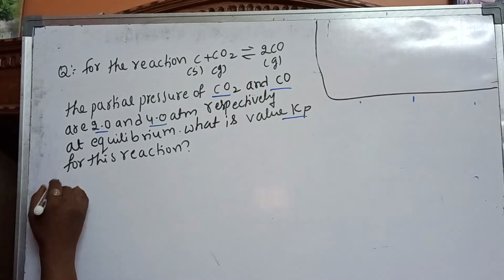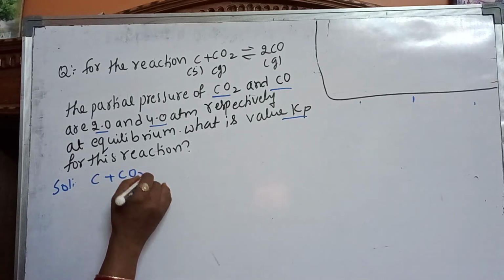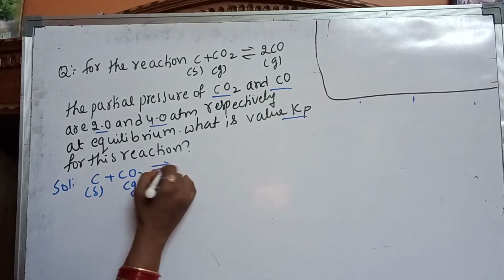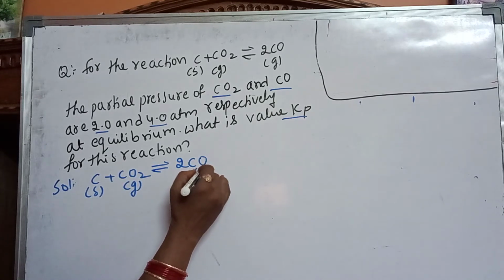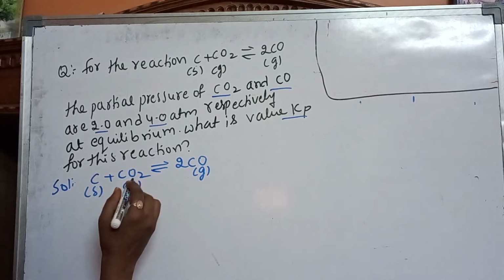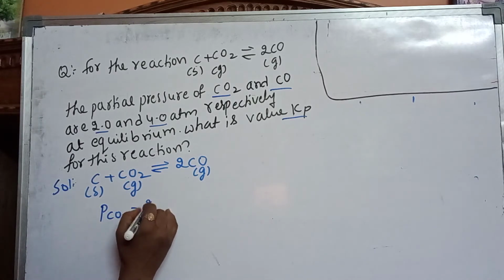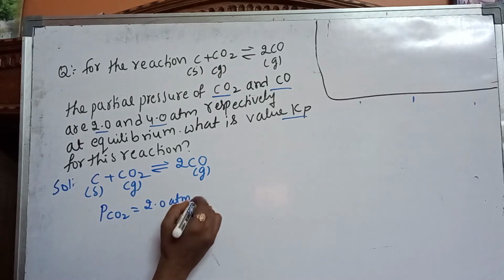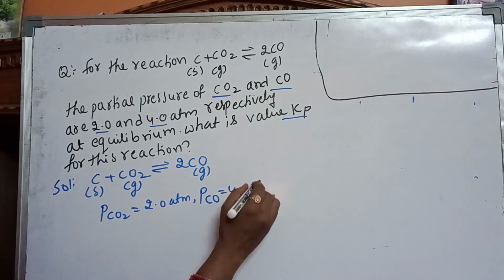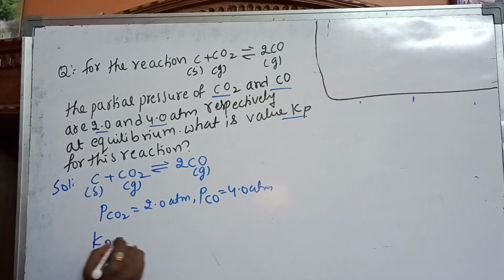So generally in this kind of problem, first of all, write the equation: C plus CO2. C is present in which state? Solid state. CO2 is present in gaseous state. Then 2 moles of CO are present in which state? Gaseous state. For this reaction, what is given? The partial pressure of CO2 is 2.0 atmosphere, and the partial pressure of carbon monoxide is 4.0 atmosphere. So for this reaction, we need the Kp equation.